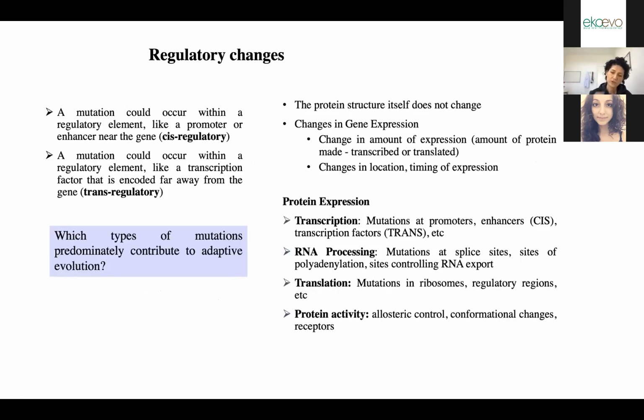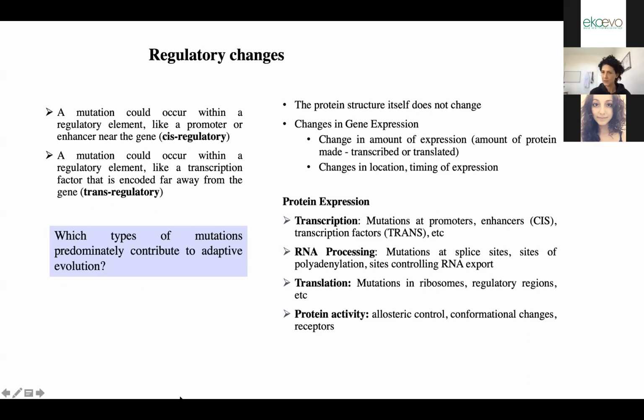Regulatory change. This kind of mutation happens at the regulatory part of the gene. It can be at a nearby site, the promoter or enhancer site, which is called the cis-regulatory part. Or the mutation could occur within a regulatory element, like transcription factors that are encoded far away from the gene being read at that moment. This is called the trans-regulatory section.